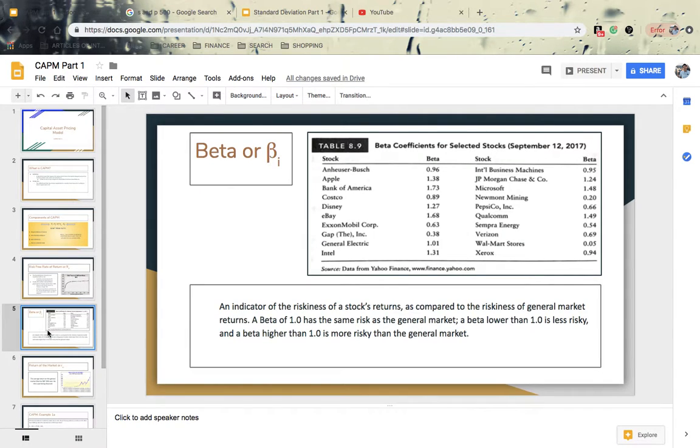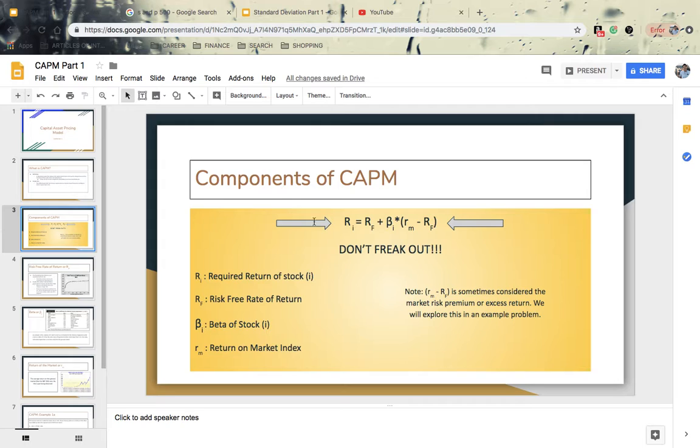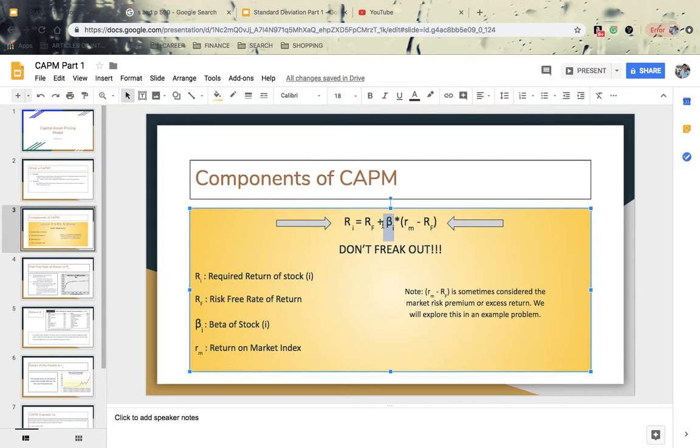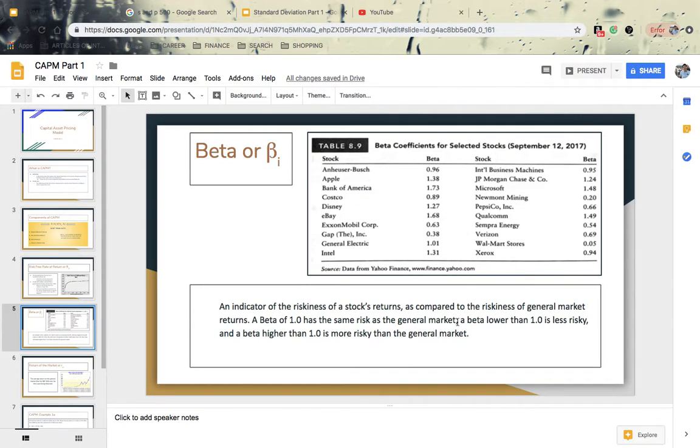Beta. So the beta is the next part of the CAPM formula. Beta is right here. We won't get into how to calculate beta today because that's a topic for a whole other video. But basically what beta is, and the number that pops out, this is not a percentage. This is just a number, and for the purposes of the CAPM, it's usually somewhere between 0 and 2.